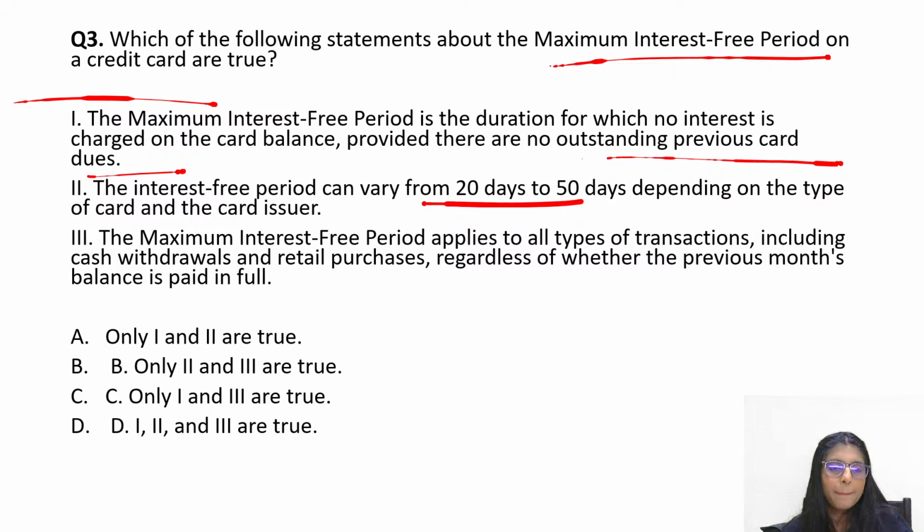Basically, statements 1 and 2 are correct. 3 is false. The maximum interest-free period does not apply to all types of transactions, because it typically applies to retail purchases and is conditional on full payment of the previous month balance, and does not apply to cash withdrawals. It typically applies to retail purchases but not to cash withdrawals. So which are the correct statements which are true? 1 and 2 are true. That is option A, the right answer.